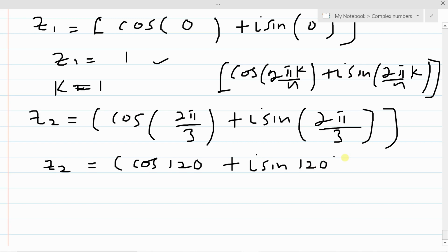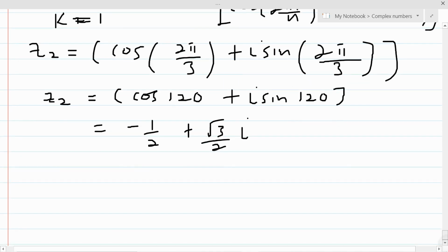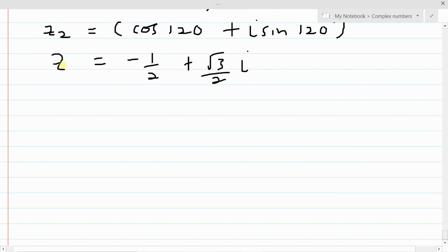Cos of 120 is the same as cos 60, but this time the sign will change, so it becomes minus half. Then sine 120 becomes positive square root of 3 over 2 i. I hope I'm correct, right? So that will be my z2.